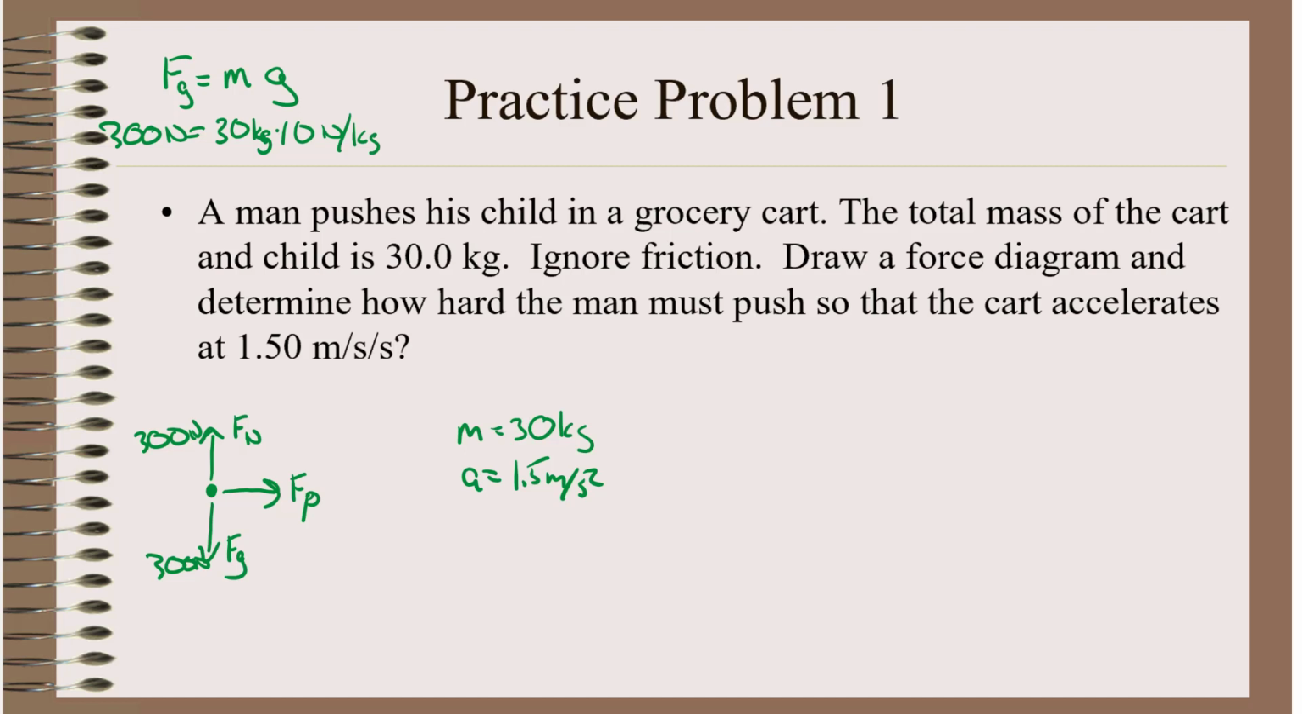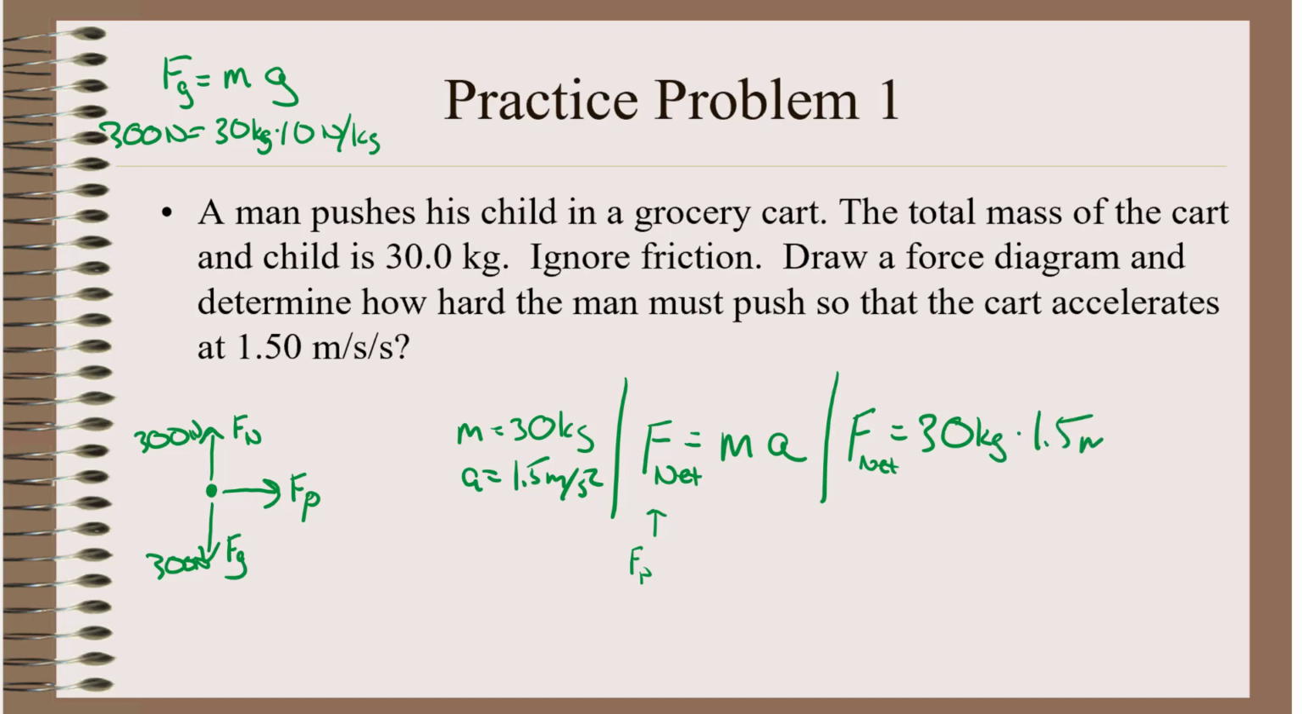It's the unbalanced force that's going to cause this acceleration. And we know from Newton's second law that the net force is equal to mass times acceleration. The net force, whatever's left over on this force diagram after things have canceled out, is just this push, so for this case it's just Fp. All right, so let's solve for that. We've got the net force is equal to 30 kilograms times 1.5 meters per second squared.